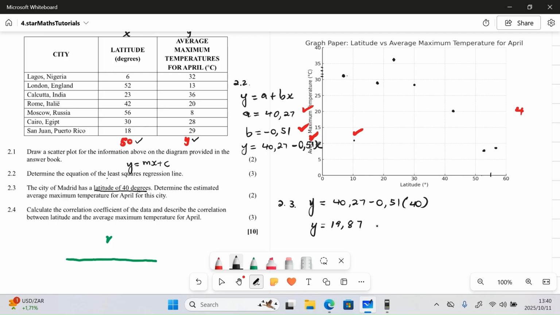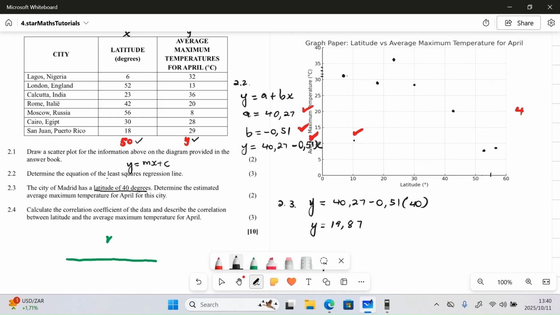19.87. We are not told to round it to any decimal, meaning we are going to put it to 2 decimal places. So that is the estimated average maximum temperature for April for this city.